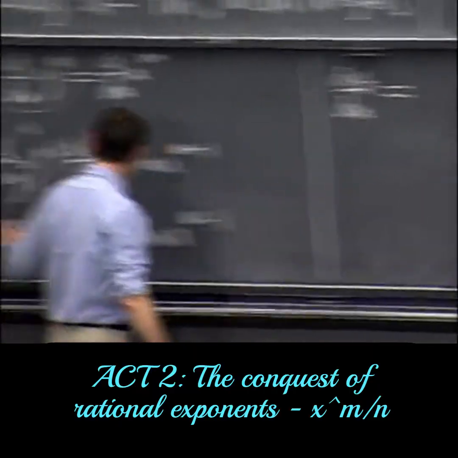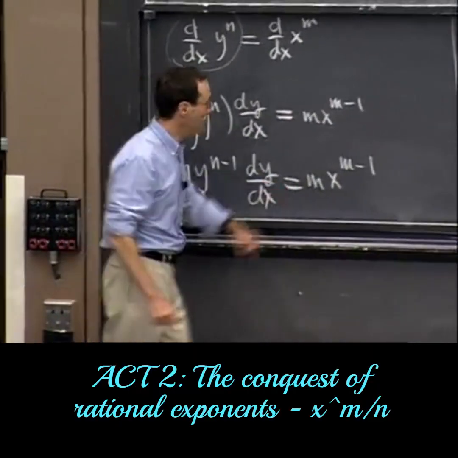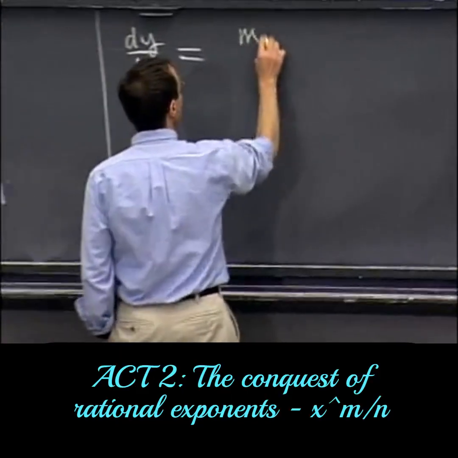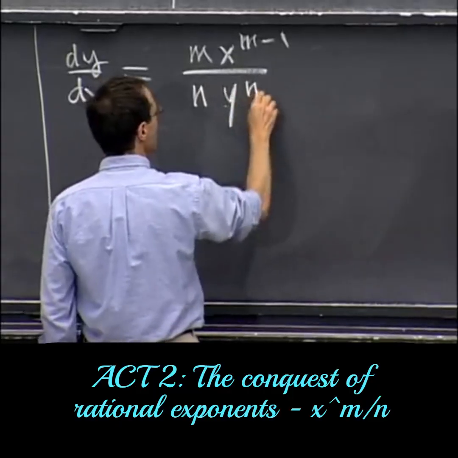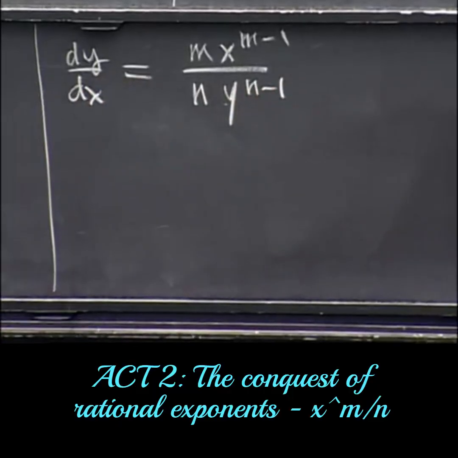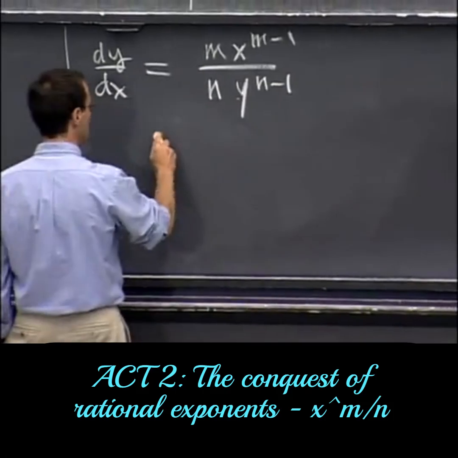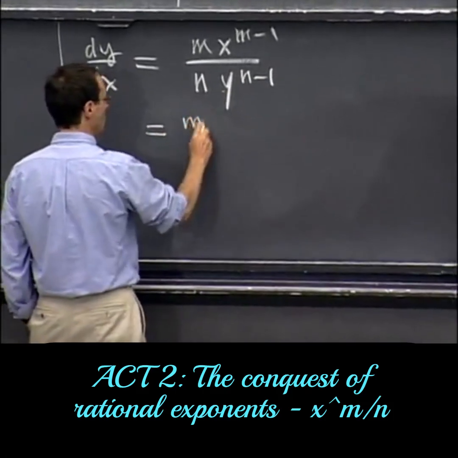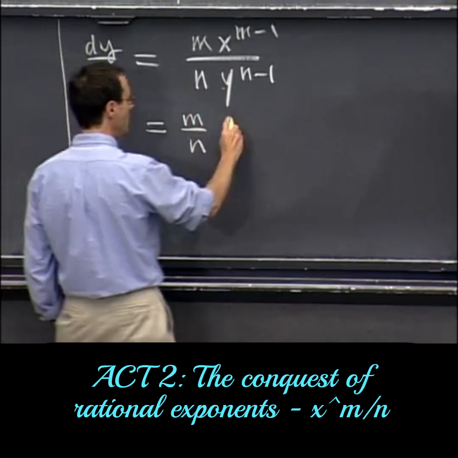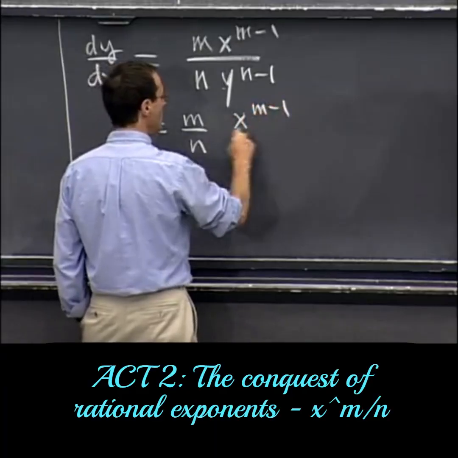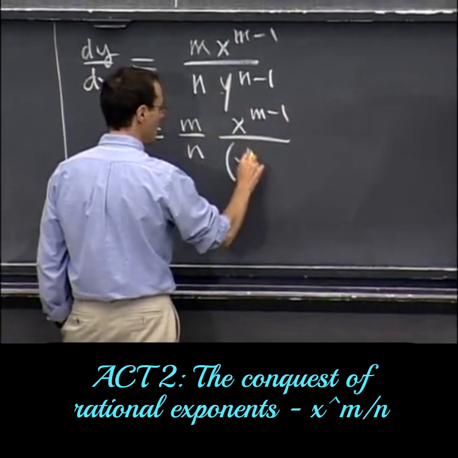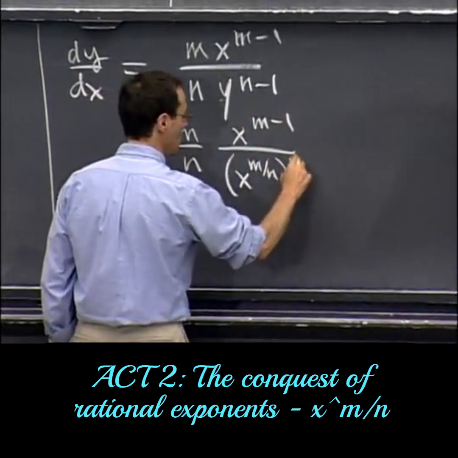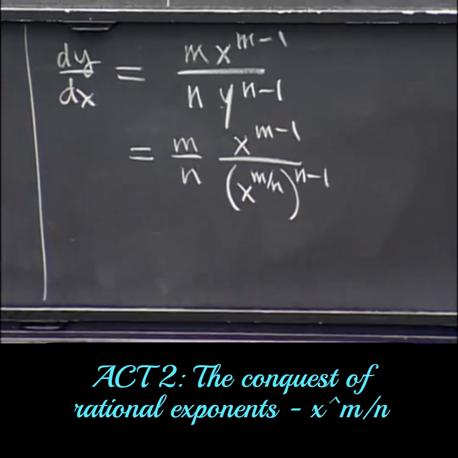I do that by dividing by the factor on the left-hand side. So I get m x to the m minus 1 divided by n y to the n minus 1. And now I'm going to plug in. I'll write this as m over n, times x to the m minus 1, and over here I'm going to put in for y, x to the m over n, to the power n minus 1. All right?